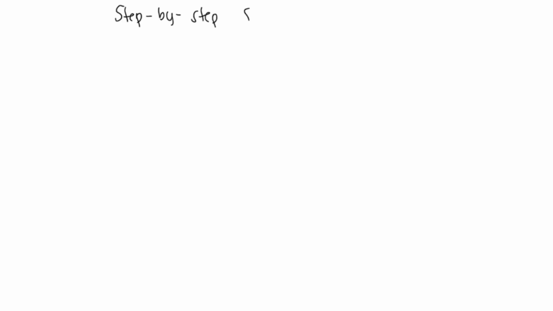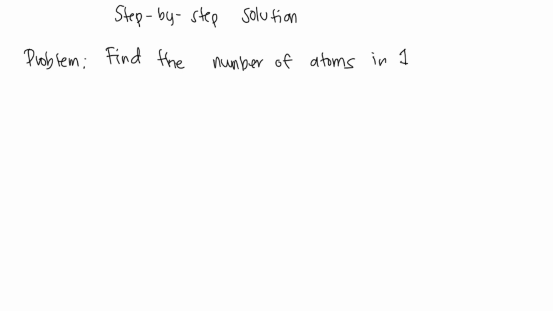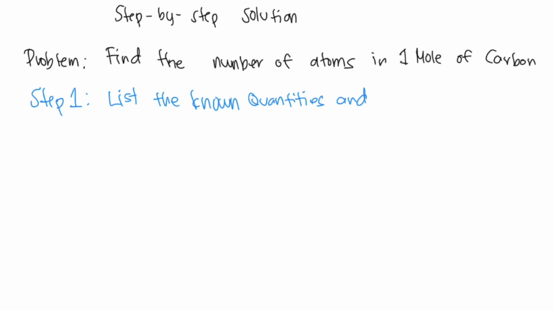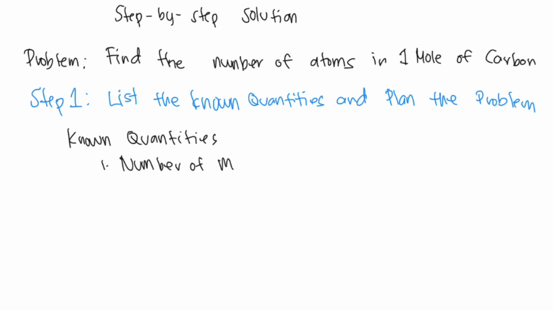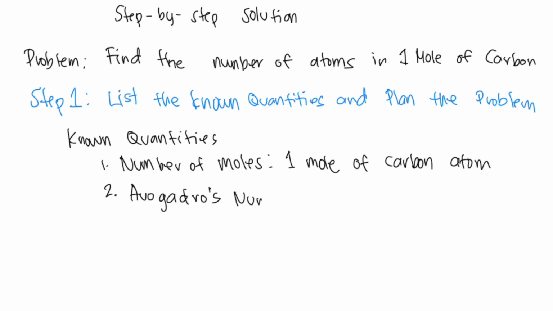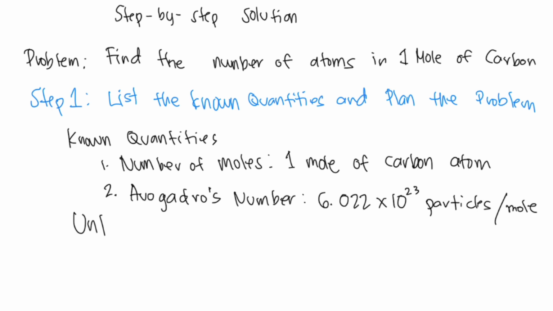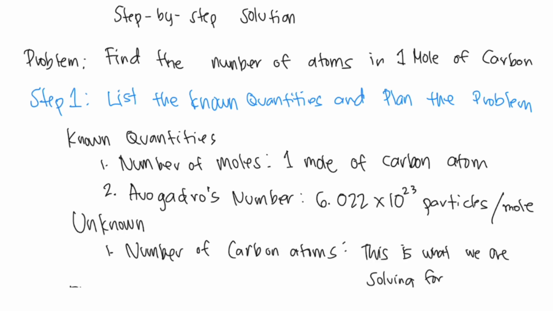We have here our problem. Find the number of atoms in 1 mole of carbon. Step 1 is to list the known quantities and plan the problem. The known quantities are the number of moles, 1 mole of carbon atoms, and Avogadro's number, which is 6.022 times 10 raised to the 23rd particles per mole. The unknown is the number of carbon atoms, and this is what we are solving for.